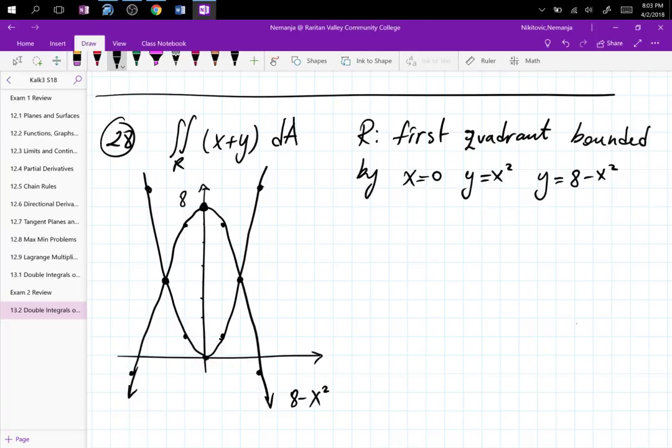And now they said x equals 0. Well, x equals 0, that's the y-axis. And I hope you guys see that this is the region. This is region R.